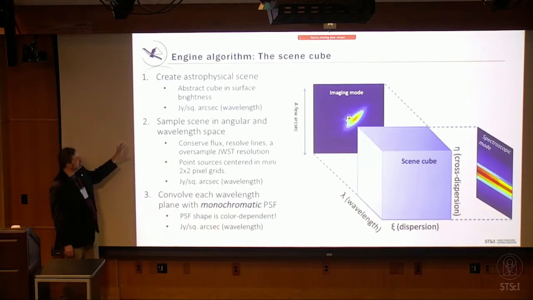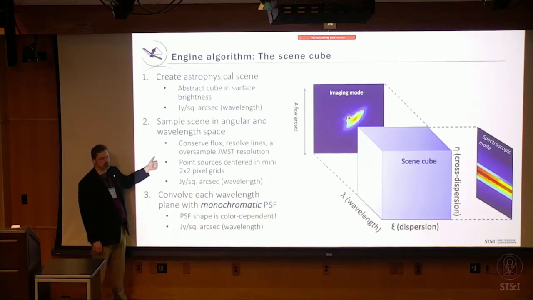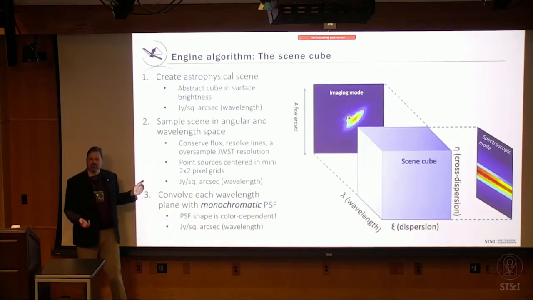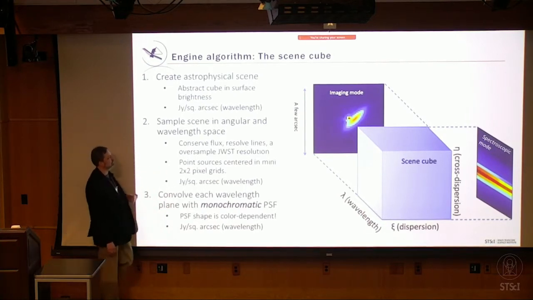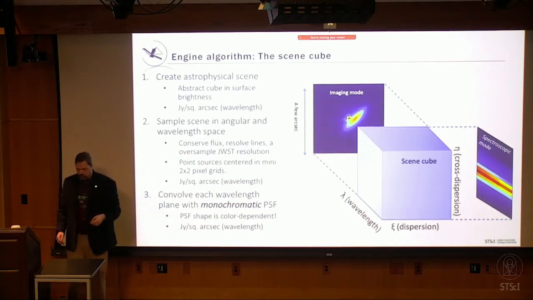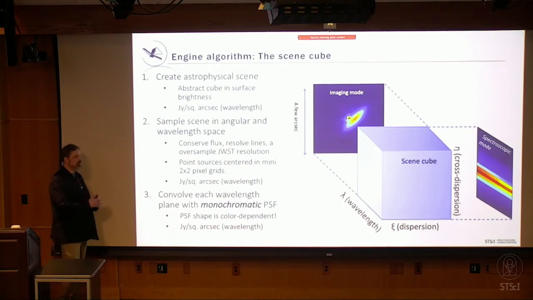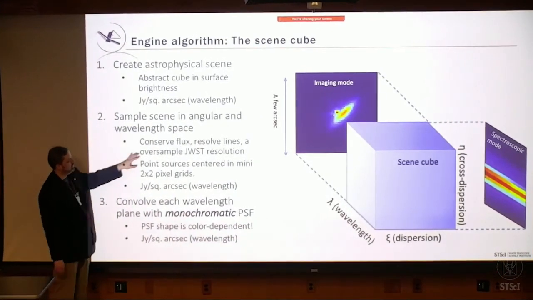All right, and the next step here is to sample the scene then in angular and wavelength space. There's a number of considerations for that. For one thing, it's an exposure time calculator. We need to conserve flux. We can't have operations along the way that throw away flux, because then you're not going to get the right result. If you input a spectral line, for example, and you undersample that line, when you integrate over the line in the final result, you're not going to get the right result. So the sampling has to resolve the lines.